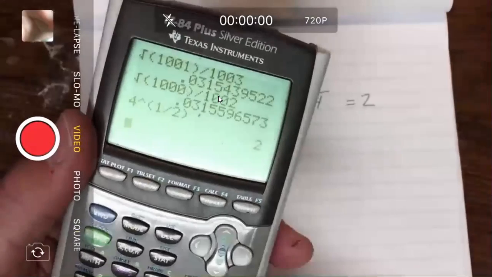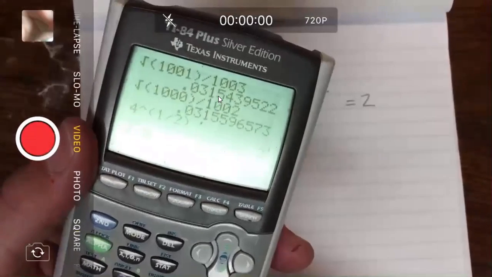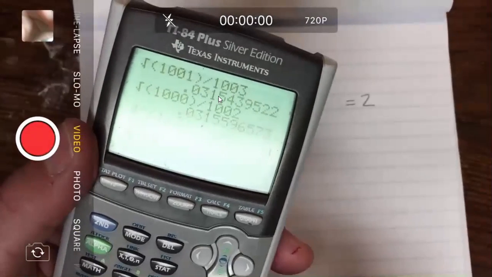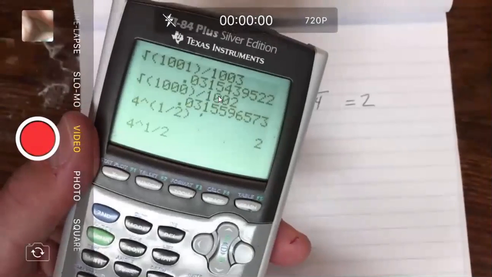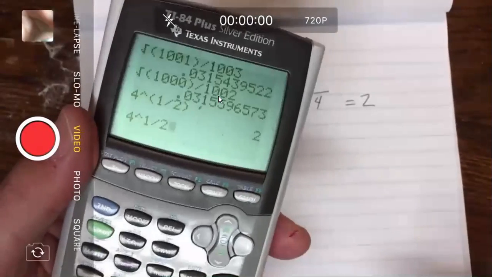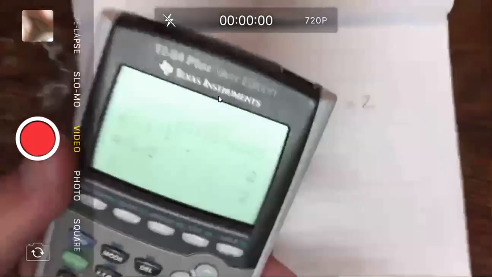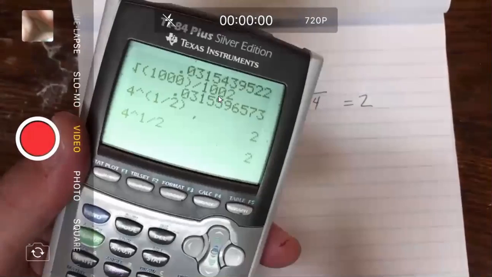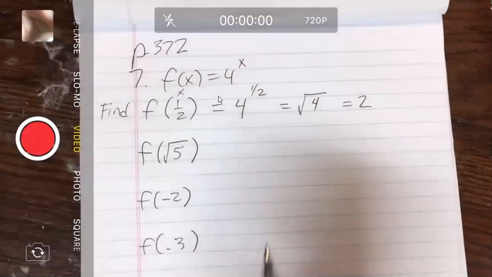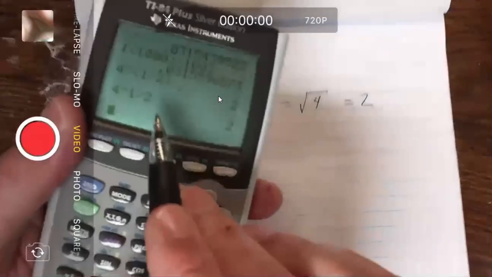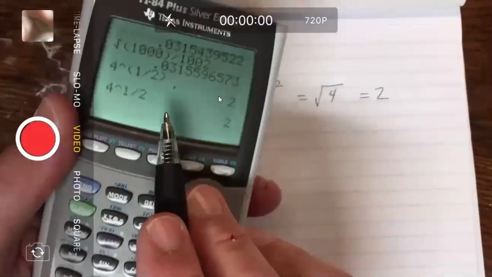Notice what happens if you leave off the parentheses: 4 to the 1 divided by 2. I'm guessing that's going to go 4 to the 1, which is 4, divided by 2. You're going to get the same answer for the wrong reason. But trust me, put your exponents in parentheses if you need to.